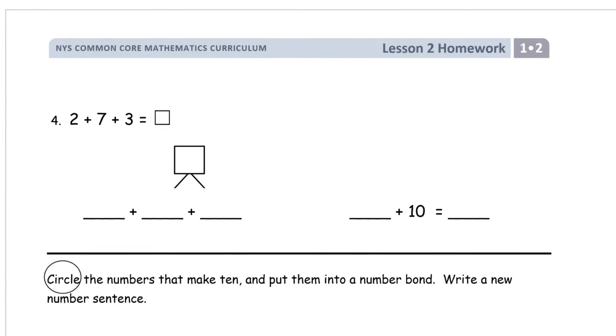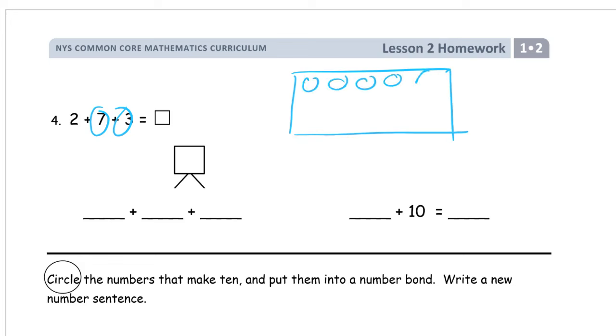Then here's our next page. Now we're looking at 7 and 3 as our partners to 10. Here's our picture. 1, 2, 3, 4, 5. It's always 5 group rows. 6, 7, and then here's the 3. 1, 2, 3. And then we have the 2 more. 1, 2. So here's the 2.